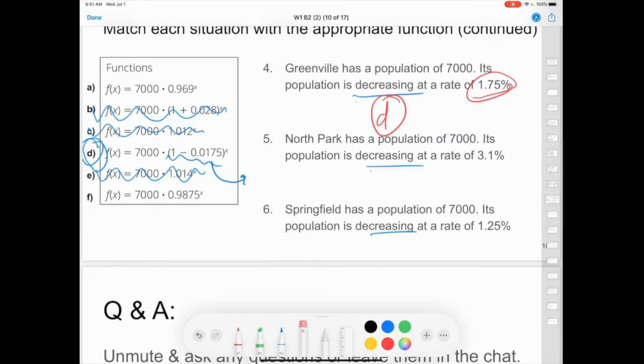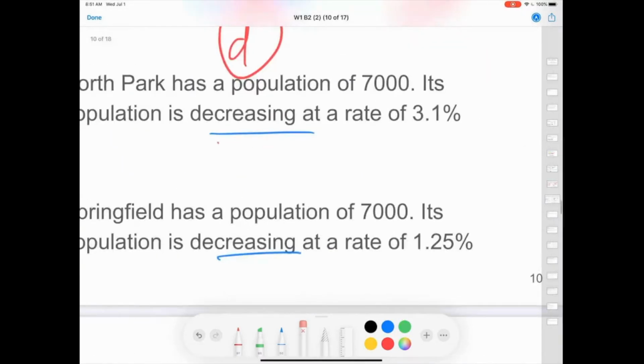So for number 5, you have a rate of 3.1. So again, you want to convert that to a decimal. So I'm going to do that. I'm going to move this to the left 2 times, add a 0 here. So this is really an r value of 0.031. Okay. And now what you want to do is substitute it into the exponential decay function because this is a decreasing situation.